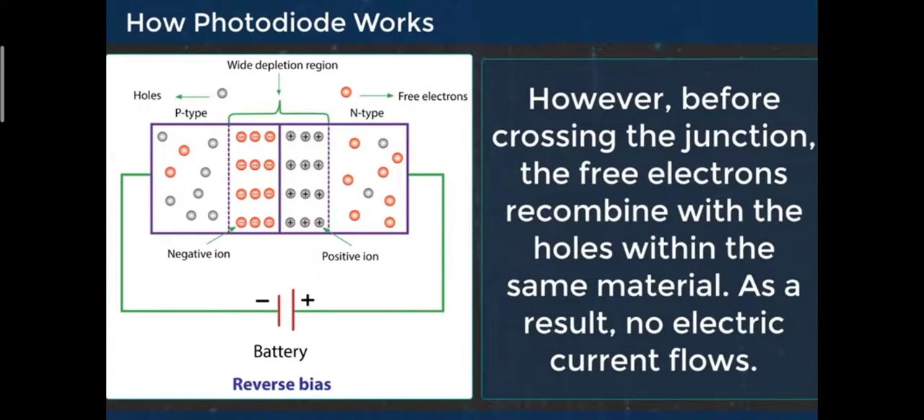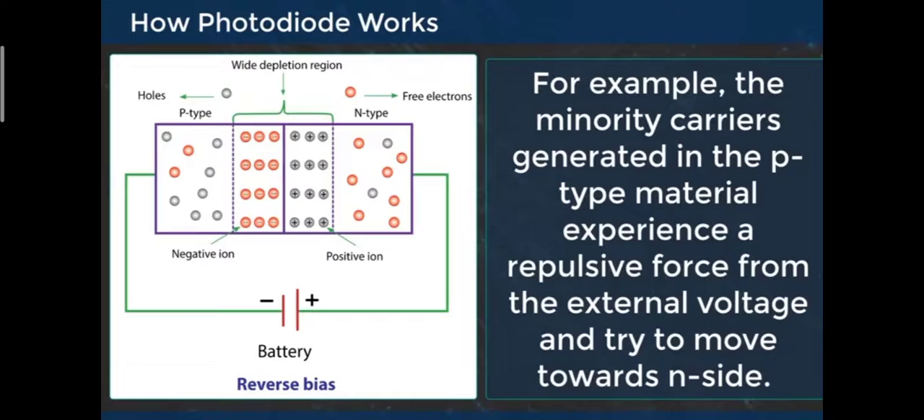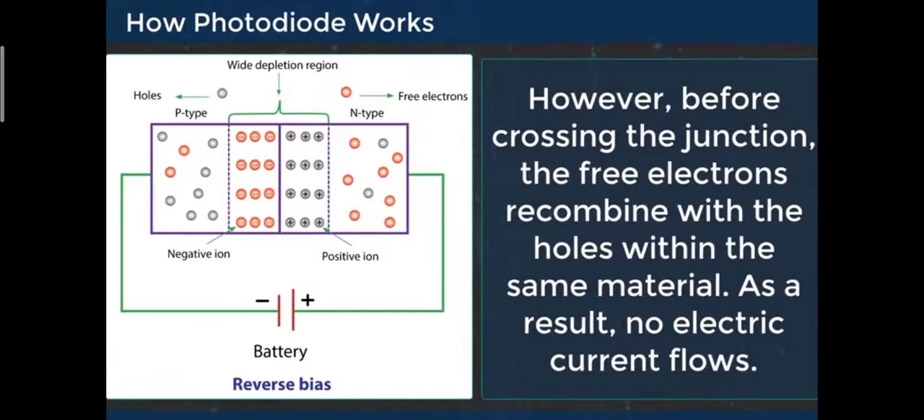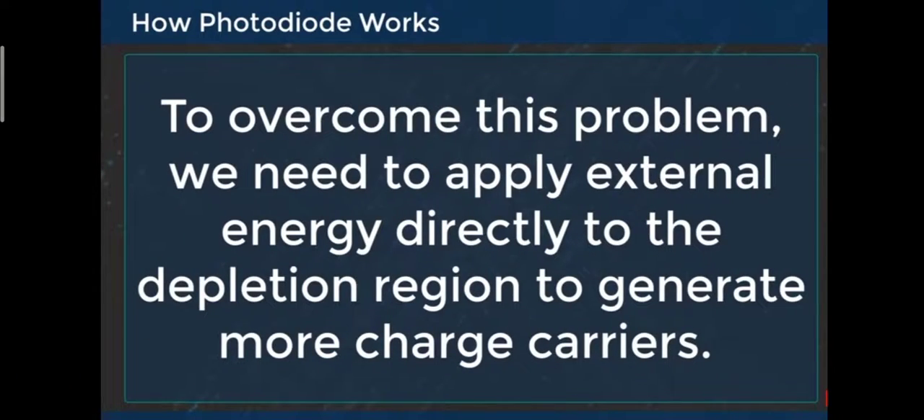The minority carriers generated in the p-type semiconductor experience repulsion forces from the external voltage and try to move towards the n side. I already said this to you. However, before crossing the junction, the free electrons recombine with the holes within the same material, so no electric current flows. To overcome this problem, we need to apply external energy to the depletion region to generate more charge carriers.